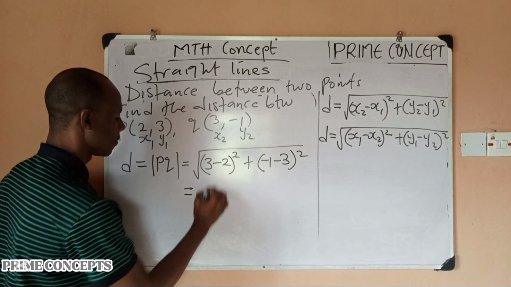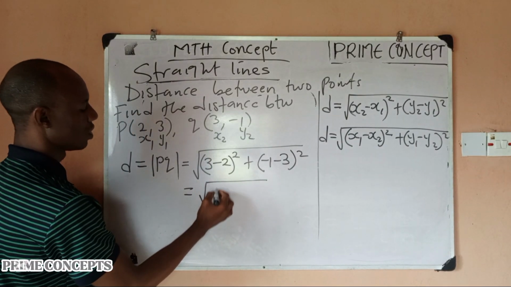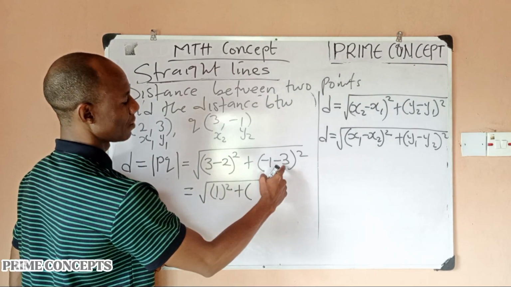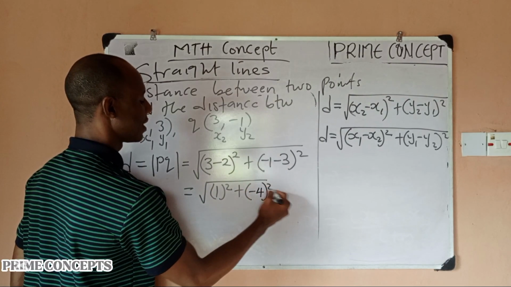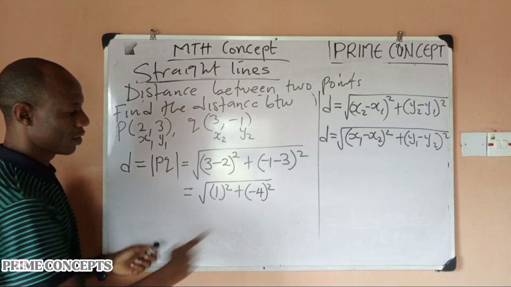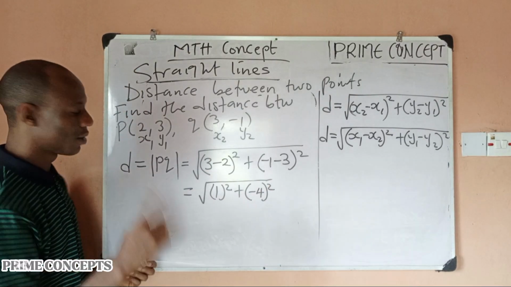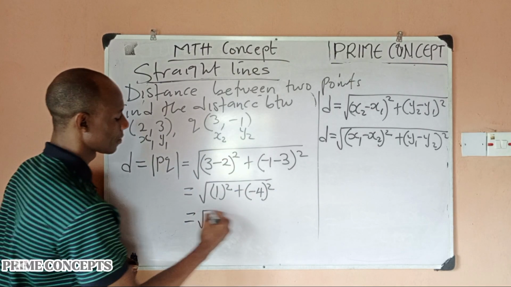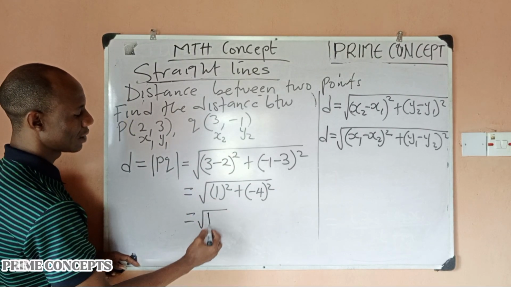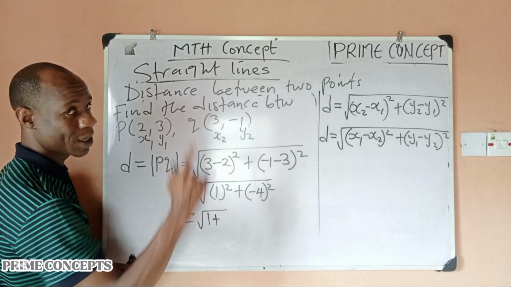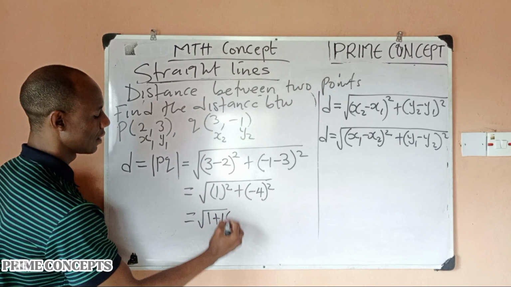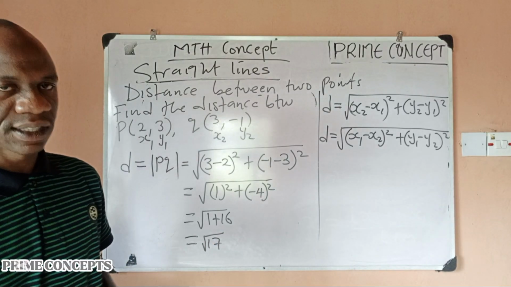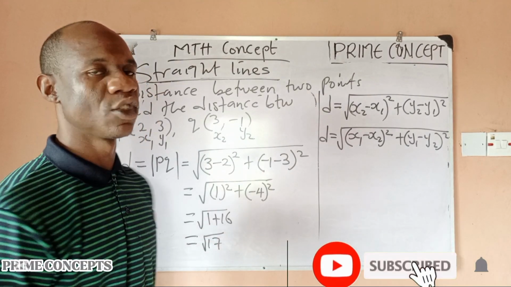Now if I solve, I would have 3 minus 2 is 1 all squared plus, now -1 minus 3 is -4. Notice I'm still using my bracket so that you don't drop this minus unknowingly. And if you're punching your calculator, you do it this same way. So you have 1 squared is 1 plus (-4) squared is plus 16, so that my answer becomes the square root of 17. So this is my answer for the distance between the 2 points.